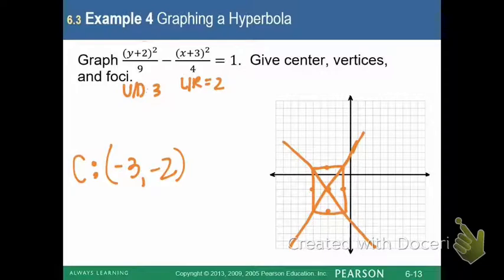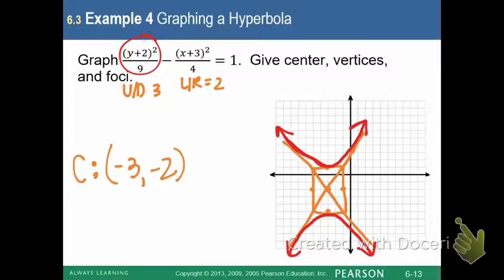And then you're going to go ahead and draw in the hyperbola. Since y's are coming first here, that tells us that it's going to be opening up and down. So there we go. There's the graph.